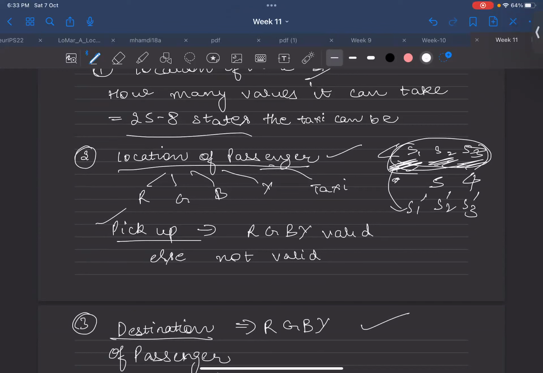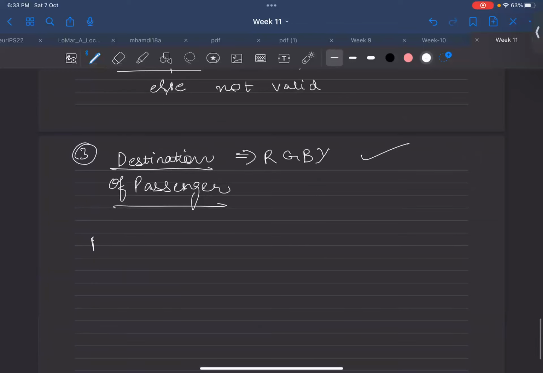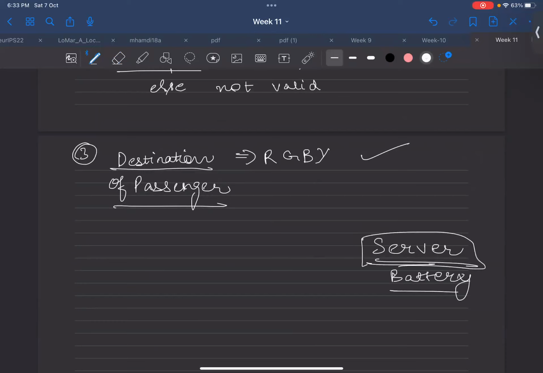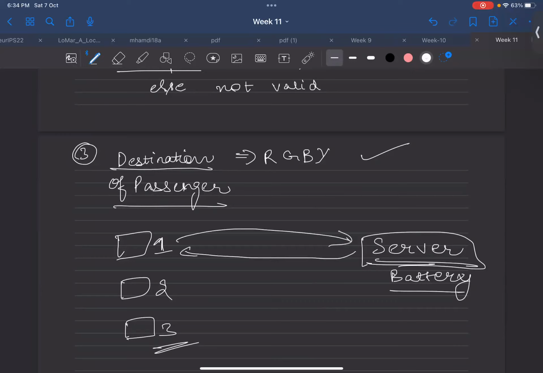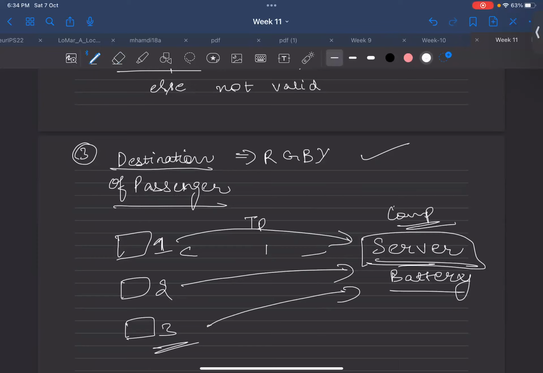Let's suppose you are doing value iteration only. What you are doing, basically, is that every state will be modified. I gave you the example at the very start. Suppose I have a server, and the server has a battery, and these are the devices, device 1, device 2, device 3. These devices are communicating with the server with some transmission power, and it is doing the computation part and then communicating back.